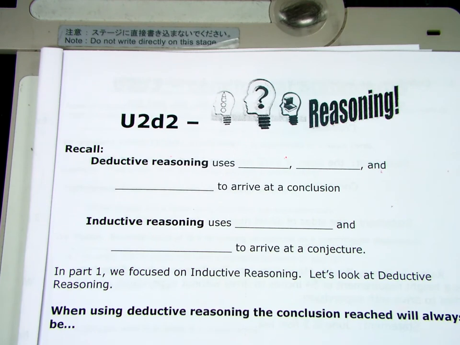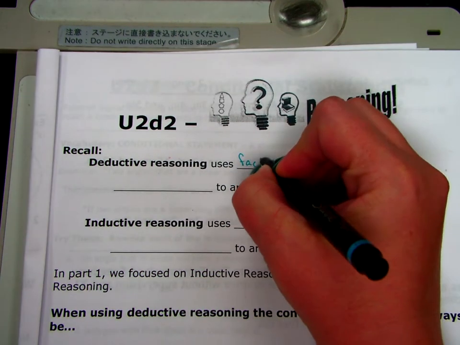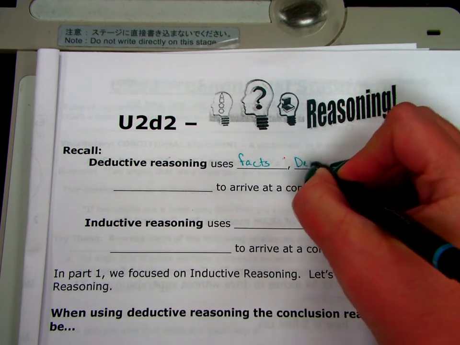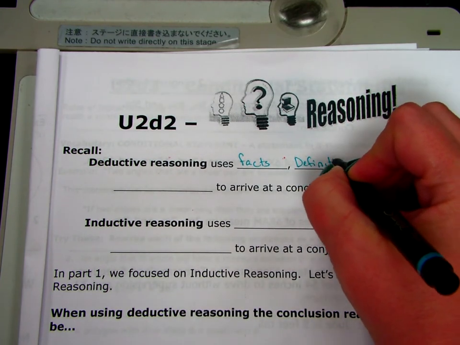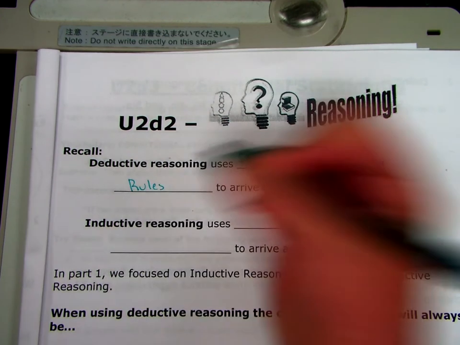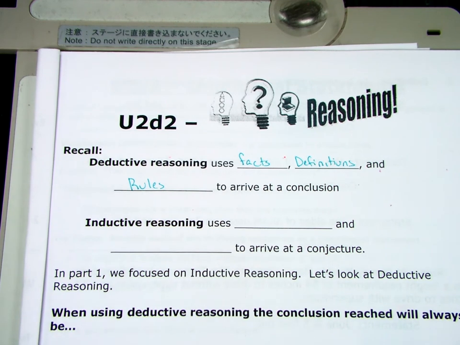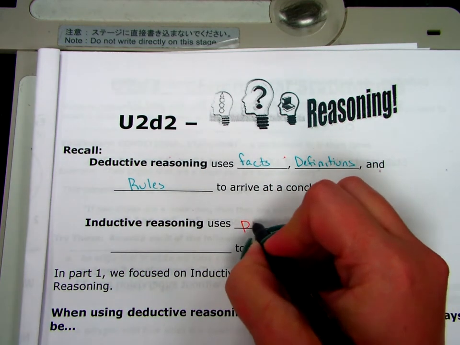There we go. All right, so deductive reasoning uses facts, definitions, and rules to arrive at a conclusion. Okay? Inductive reasoning we did yesterday. Inductive reasoning uses what? Patterns and observations.